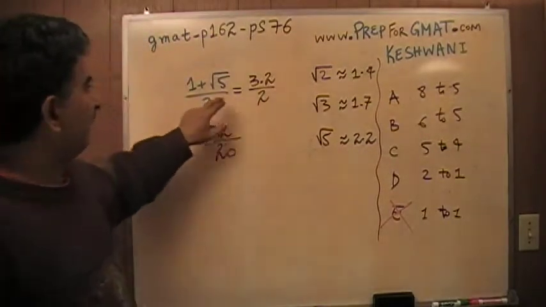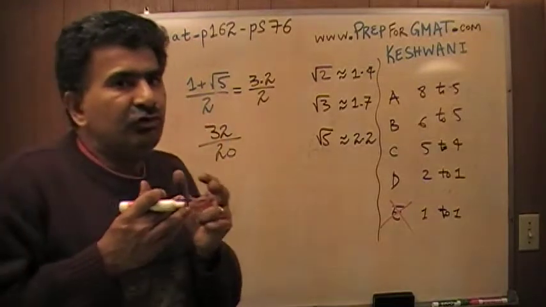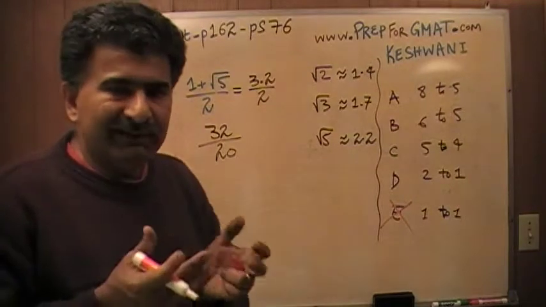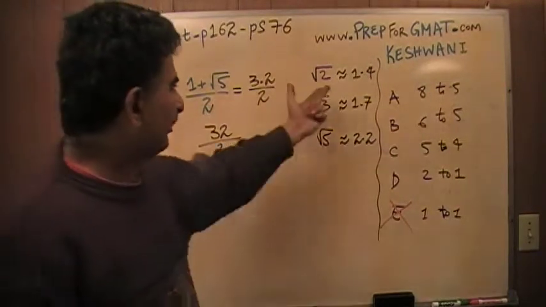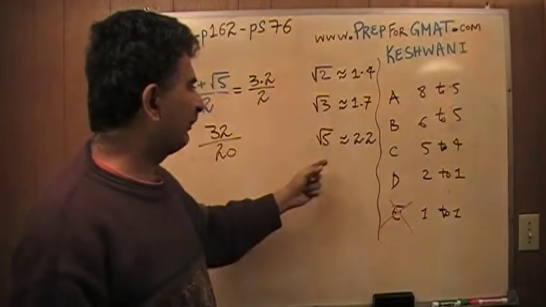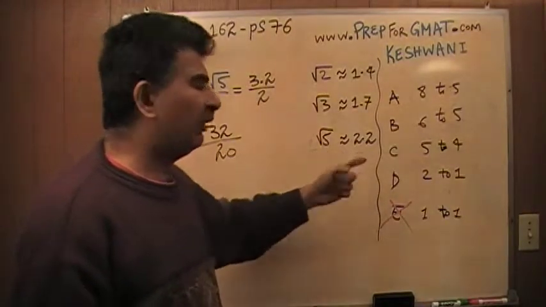So when people see root 5, because they're not allowed to use calculators, they're like deer caught in a headlight. They don't know what to do. They freeze up. But there are some basic things you have to know by heart. This is one of the basic things. Root 2 is 1.4, root 3 is 1.7 approximately, and root 5 is about 2.2.